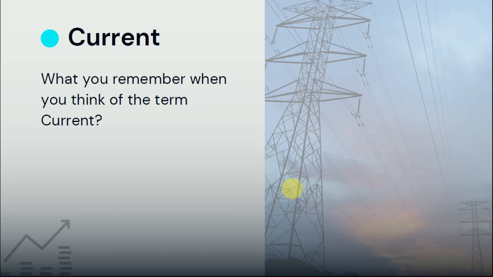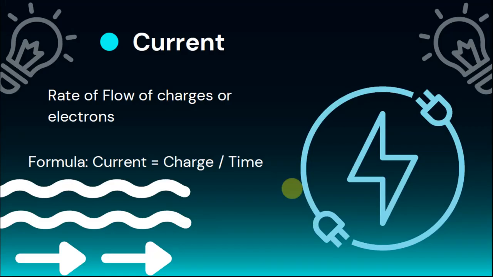Now, coming to the fourth terminology of electrical engineering, the current. So, whenever you think of current, what do you remember about it? Pause the video and you can write your thoughts in your notebook. Right. So, now the current by definition is the rate of flow of charges or electrons.